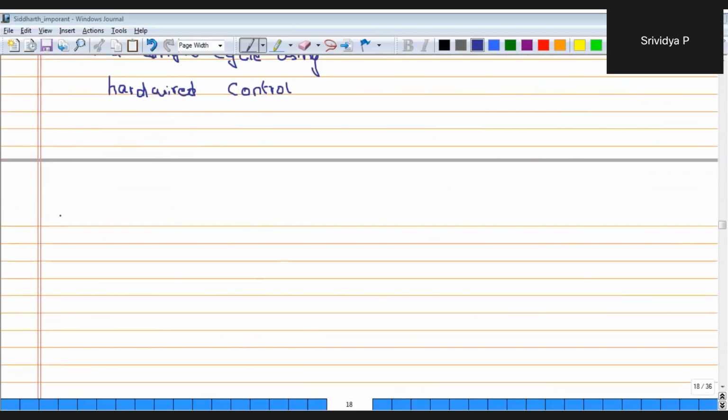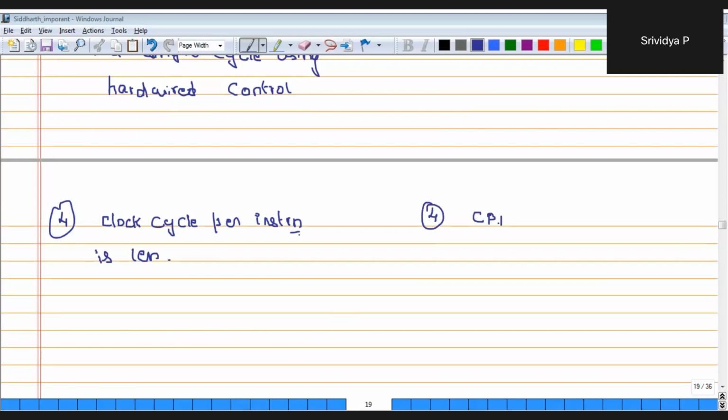Going on to the next difference, clock cycles per instruction is less in RISC. Usually, it takes a single clock cycle per instruction. Whereas in a CISC architecture, clock cycles per instruction, which we can abbreviate as CPI, is more.